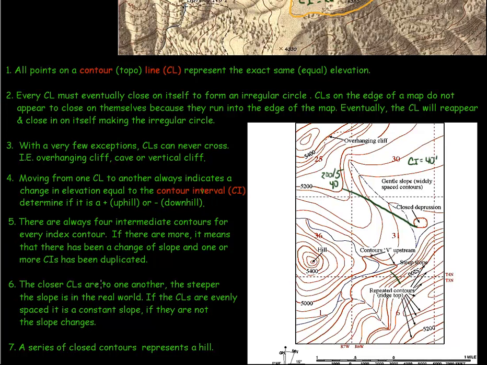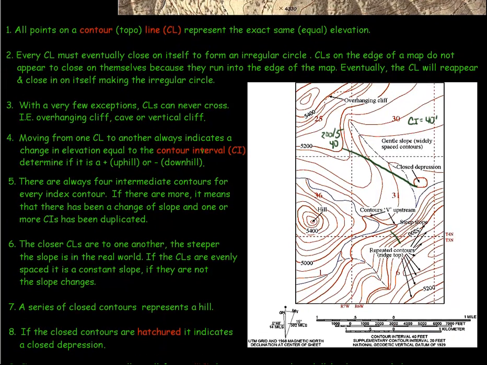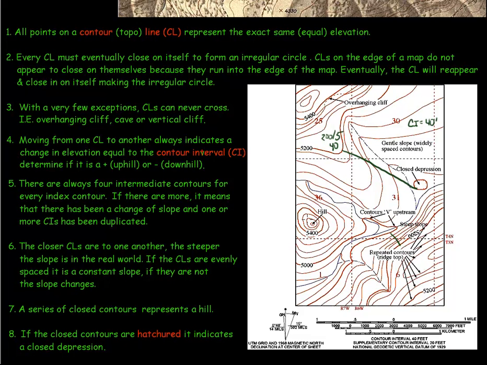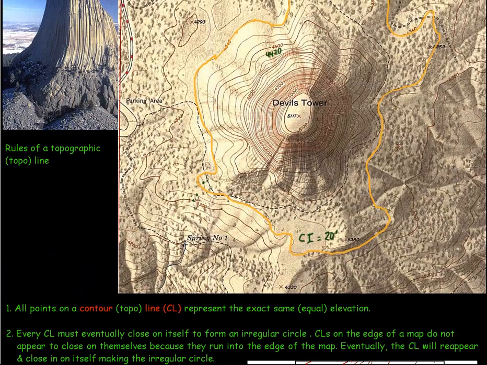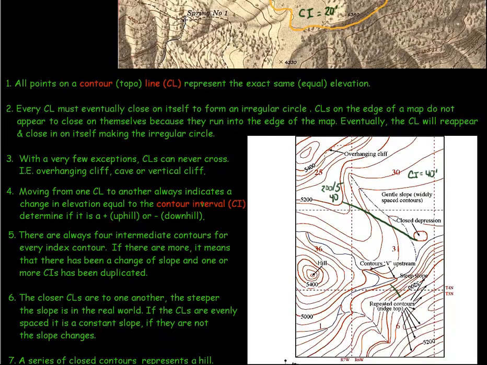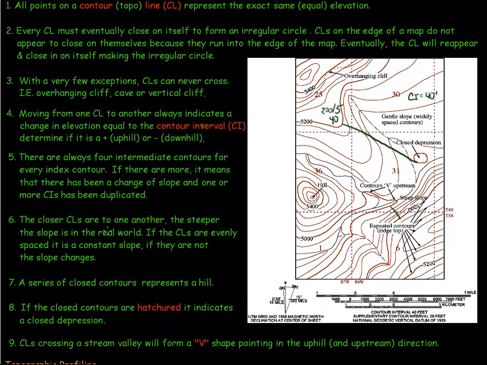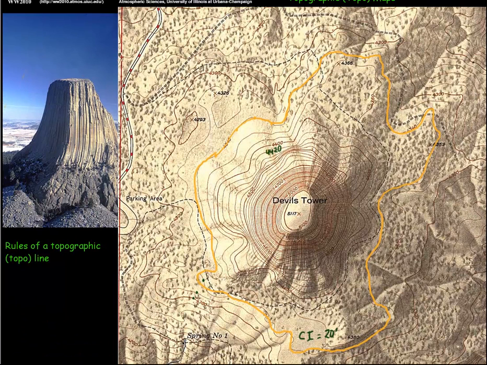Okay, closed contour lines. The closer the contour lines, we just did that one. A series of closed contour lines represents a hill, like this, like that, and like this. As they get smaller and smaller, they represent a hill. Number 8, if the closed contour lines are hatched, like this one right here, it actually represents a point. Instead of going uphill, it represents a point going down. It's a depression. And let me show you on the one that's up here on Devil's Tower.